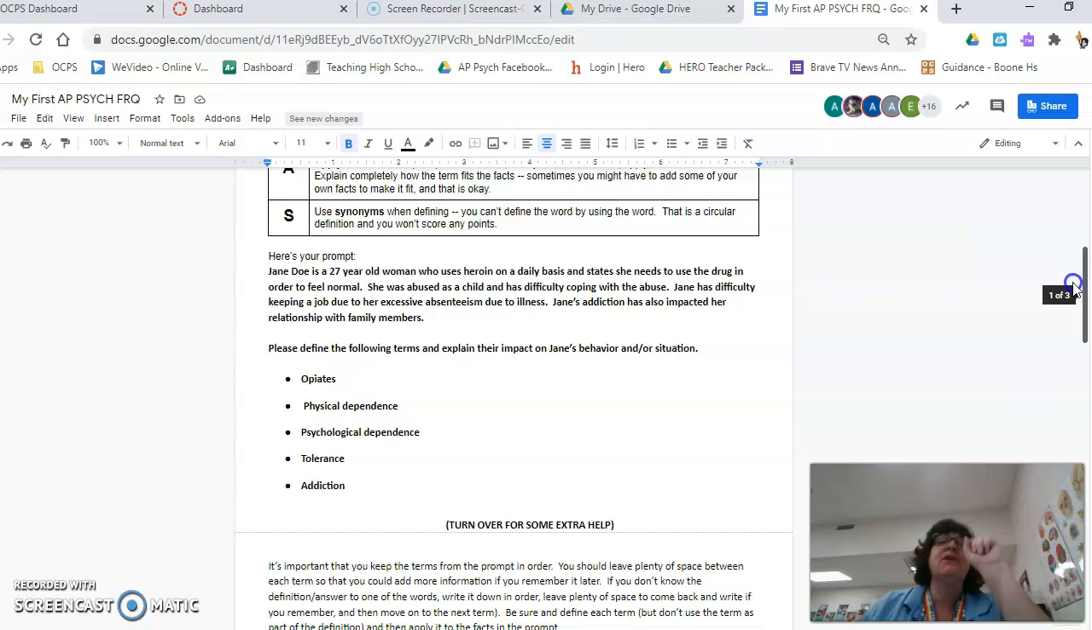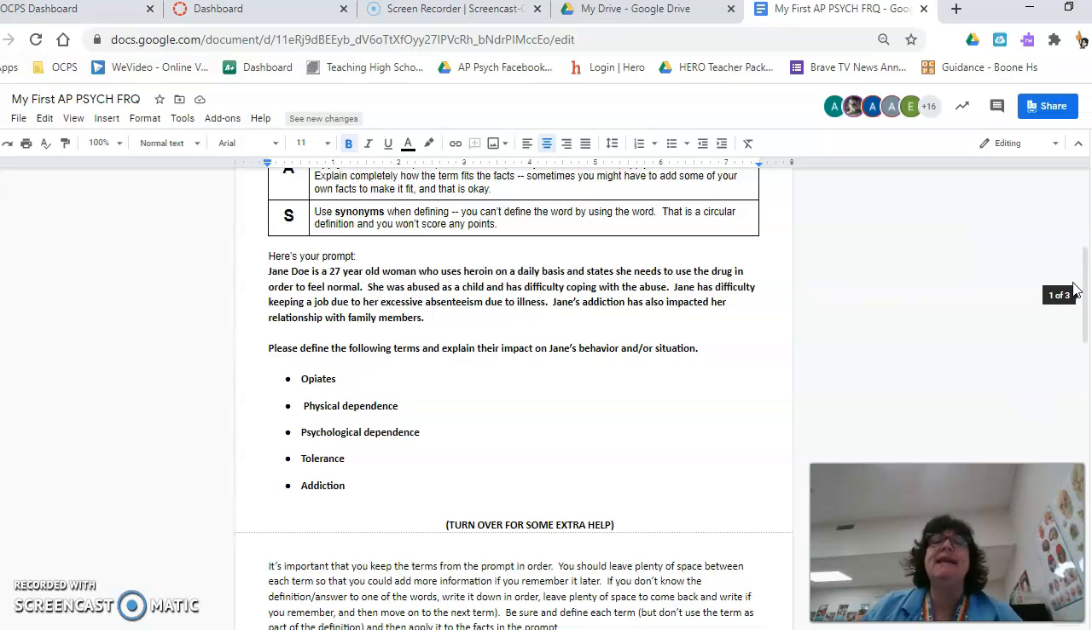Full sentence, put a period at the end, and then talk about how opiates apply to Jane. That is going to be how you attack this. And so you do the opiates, you then skip a few lines, and then you talk about physical dependence. There's no need for any kind of introduction. There's no need for any kind of conclusion. You don't need transition words or transition sentences.